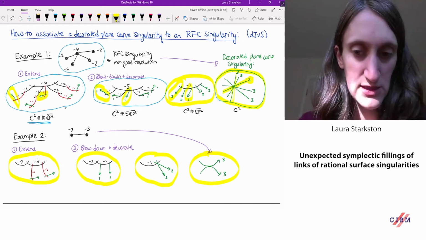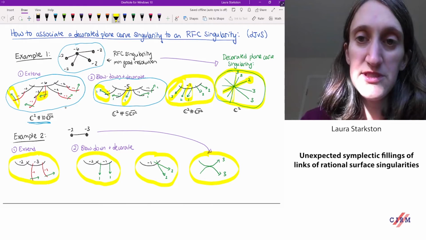And if I have a sandwich singularity more generally, I can find such a decorated plane curve singularity. But the RFC ones have this property that there always exists such a plane curve singularity where all of the irreducible components are smooth. So that's what's a little bit nicer about these ones. Each component is smooth, but they intersect to give a singularity.